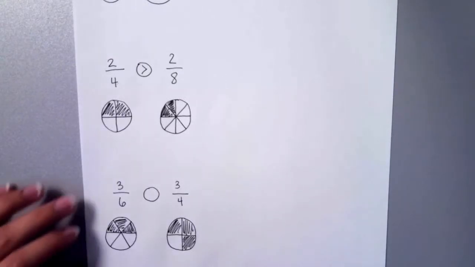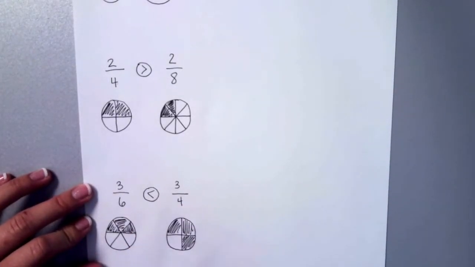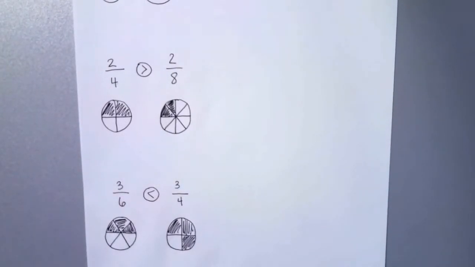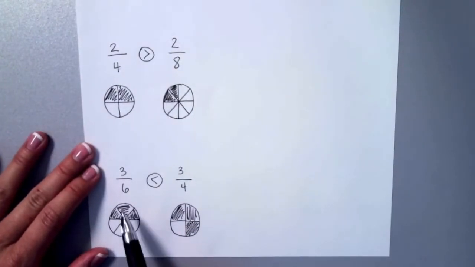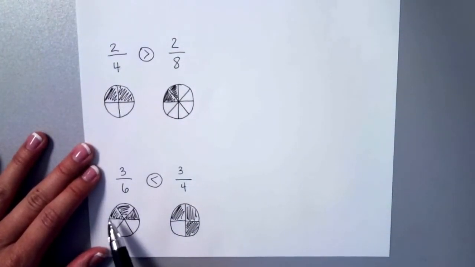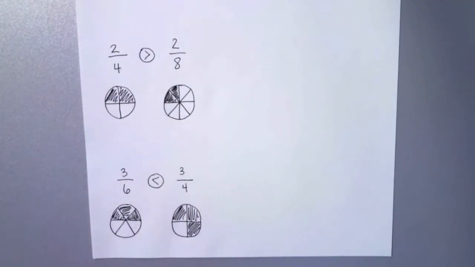So we're going to have 3/6 is going to be less than 3/4. Because again, going back to our note up here, our denominator of 6 is going to have more pieces, which means our pieces are going to be smaller. And over here we only have fourths, so they're a little bit bigger than our 6 pieces.